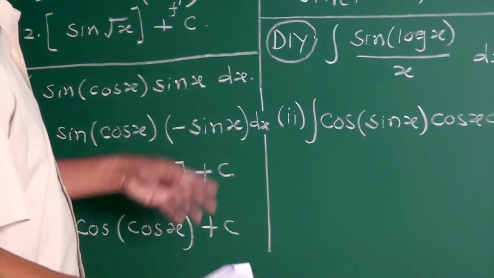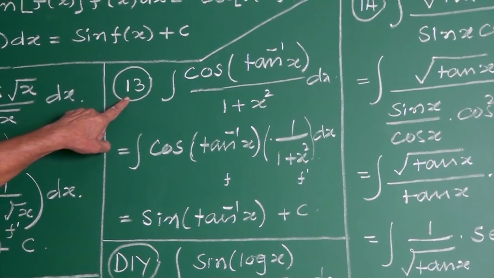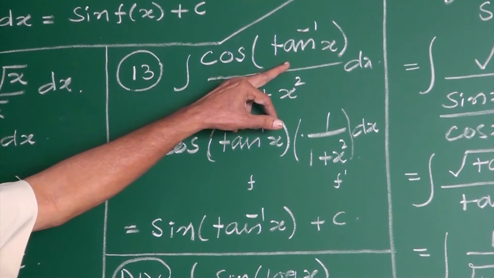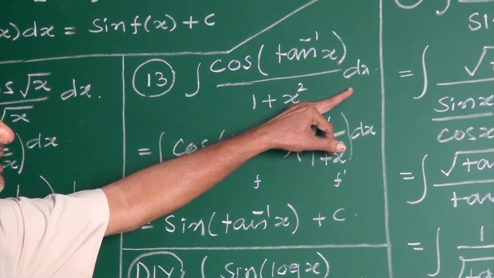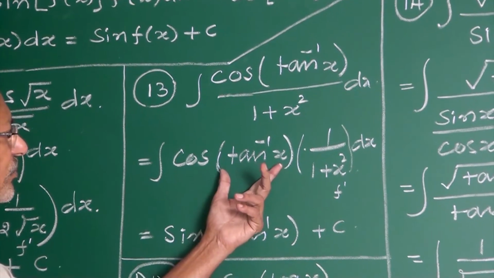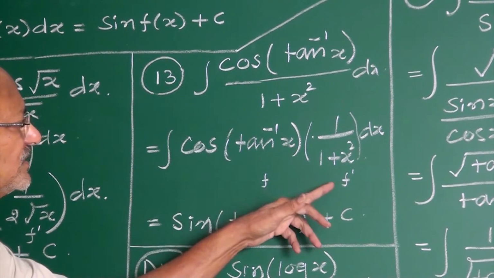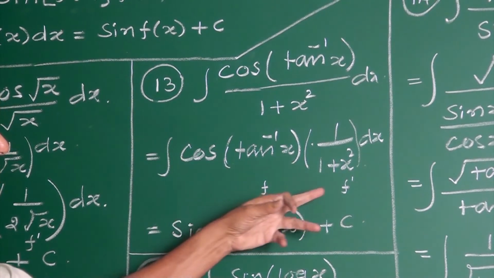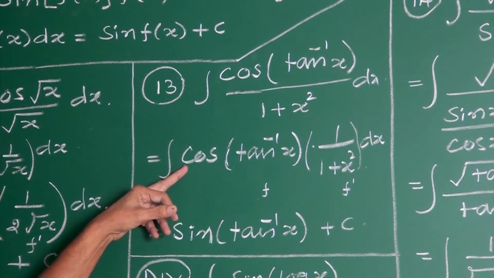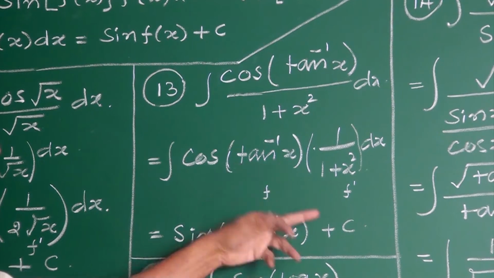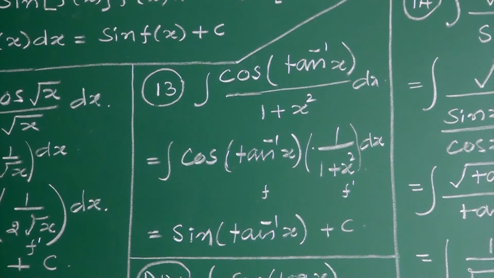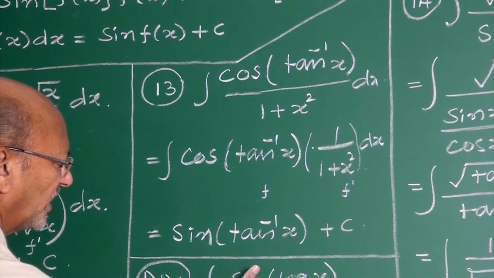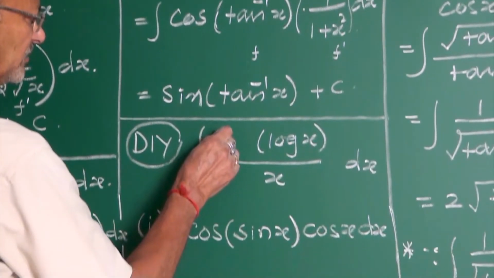This is one more example. Integral of cos(tan inverse x) upon 1 plus x square dx. Cos f, and 1 upon 1 plus x square is the derivative of tan inverse x. Now it is cos f into f dash. What is the integral of cos? Sin f plus c. If you want, you may do this yourself. Instead of sin, I take my friend here.